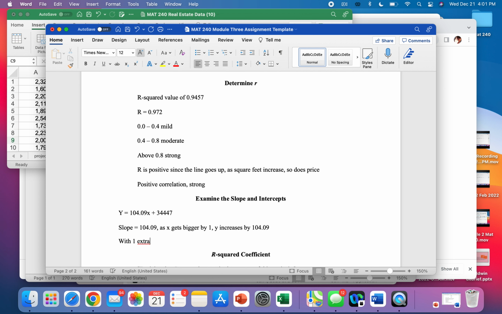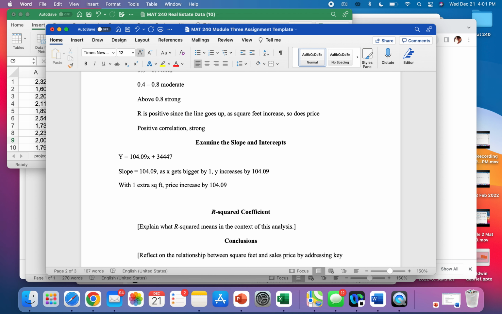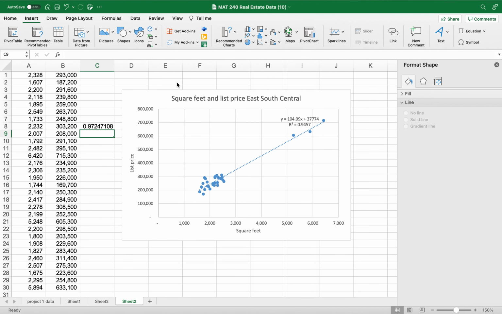What does that mean in terms of our problem? With 1 extra square foot, price increases by 104.09. Now you'll want to write that up in complete sentences. It also asked about the intercept and the value of the land. There are two ways to think about this, and it really depends on who you ask.